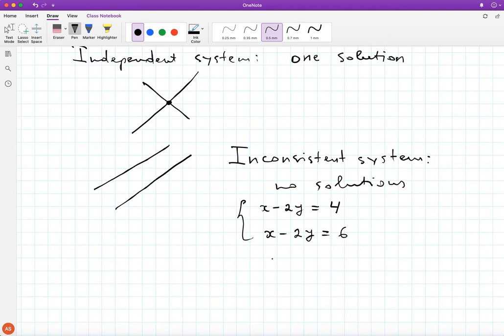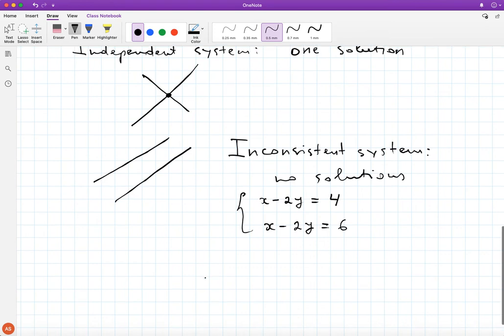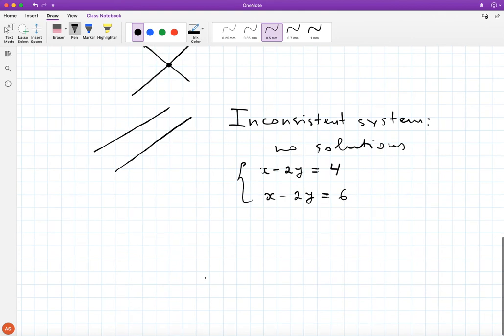It is clear that the system has no solutions, because x minus 2y cannot equal 4 and at the same time equal 6. If we graph these two equations, we obtain two parallel lines. Now, it may seem to you that this covers all the possibilities, but strictly speaking, there is one more possibility, and that is when we graph two equations, we get the exact same line. So the two lines may actually coincide. I will represent this by making one line thick.